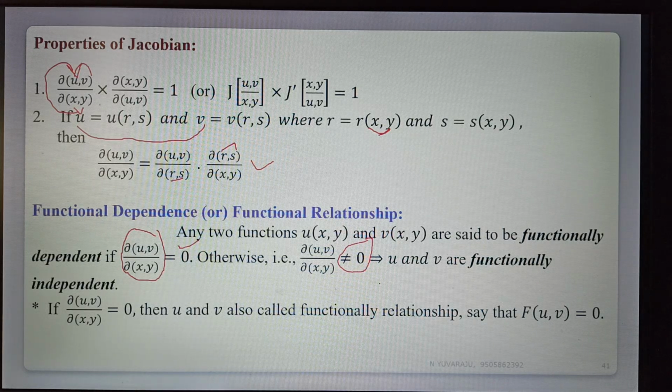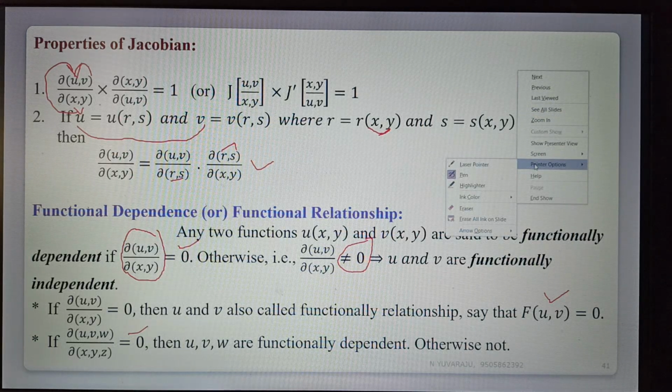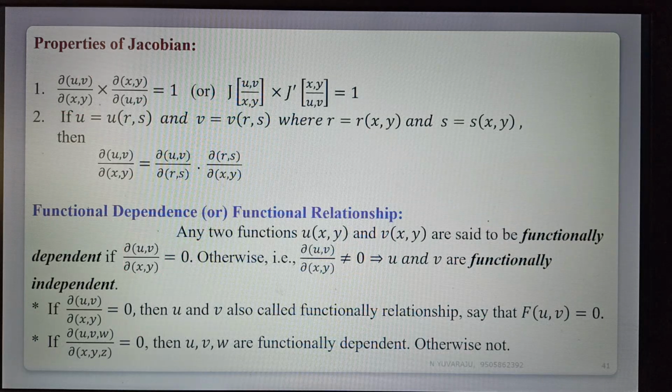Now if we have to find a new relation between u and v, say f of (u,v) is equal to 0, the Jacobian must be 0. Similarly, for three variables, if ∂(u,v,w)/∂(x,y,z) is equal to 0, then u, v, w are functionally dependent, otherwise not. These are the properties and another definition.